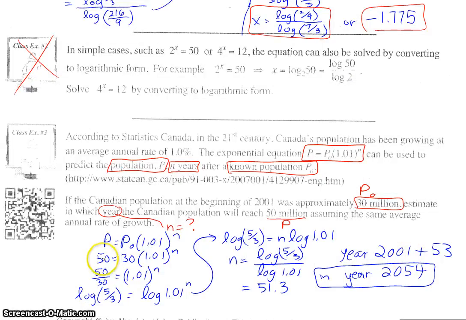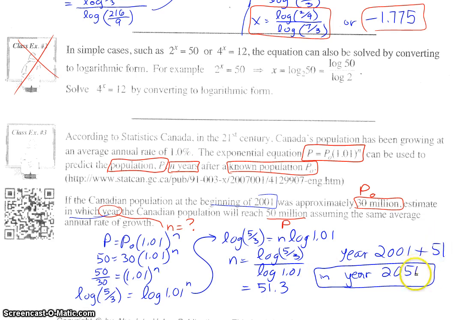Okay, how'd we do? We put 50 in for p, 30 in for p naught. You wanted to isolate your power first by dividing by 30. That makes the question a whole lot easier. And then you'd have the log of 5/3, that reduced, equals the log of 1.01 to the n. N comes down, divide by log 1.01, we should get 51.3. But they asked for in which year compared to the year 2001. So we go 2001 plus 50, oh, I don't know why I wrote 53 years, sorry. Plus 51 years would put you in the year 2051. All right, good job.